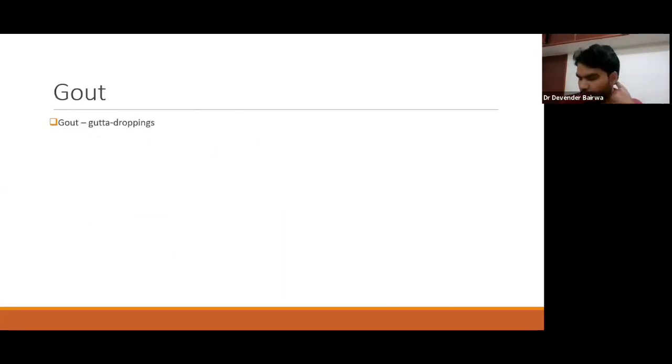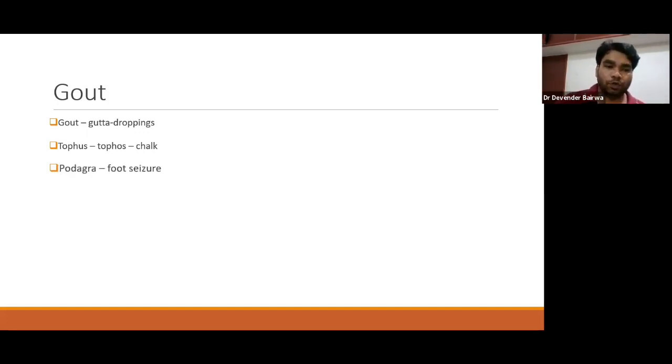Coming to gout, to understand it, the term gout has come from gutta, and the literal meaning of gutta is droppings. Earlier, it was postulated that gout occurs because of dropping of bad substances into the joint. And when they used to see these crystals, they appeared like bad droppings in the joint cavity, and that's how the term gout has come. Then tophus is soft tissue deposition of monosodium urate crystals. It has come from tophos, and tophos means chalk.